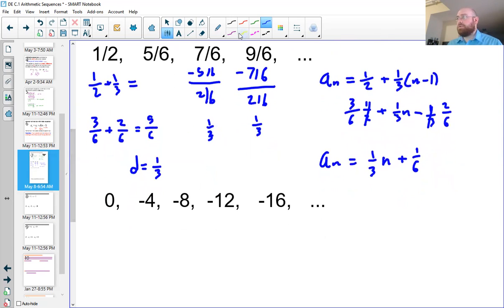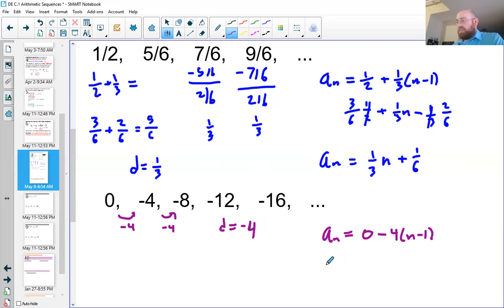Our last example on this slide, we're subtracting 4, then we're subtracting 4 again, and we can see that again we're subtracting 4 and subtracting 4 to get our sequence. So d equals -4. Notice that our first term is 0. So when I write our equation, an equals 0 minus 4 times n minus 1.